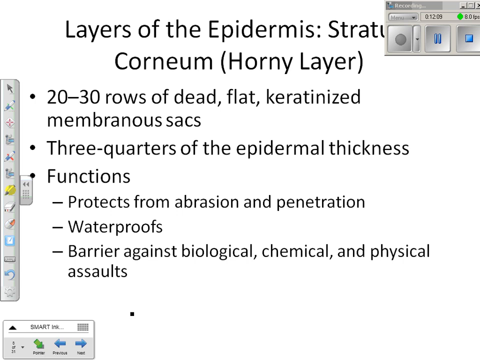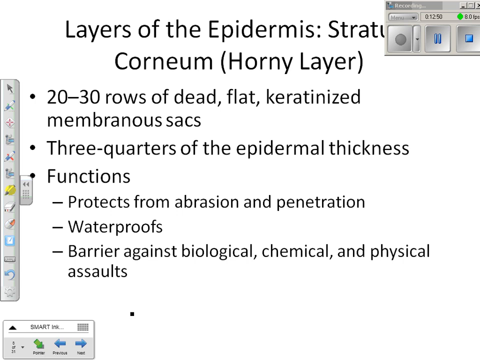The next layer out is the stratum corneum. This is the most outer layer, sometimes referred to jokingly as the horny layer, because of the way it looks and the shape of it. There are 20 to 30 rows of dead, flat, keratinized cells that have become little membranous sacs. Those are dead, and they're constantly sloughing off. Ever wondered why you have to dust your house constantly? It's because you're constantly sloughing off these cells. So the more humans you have in your house, the more dust you're going to have, and the more you're going to need to continue to dust. But it's mainly these cells that you're constantly sloughing off.